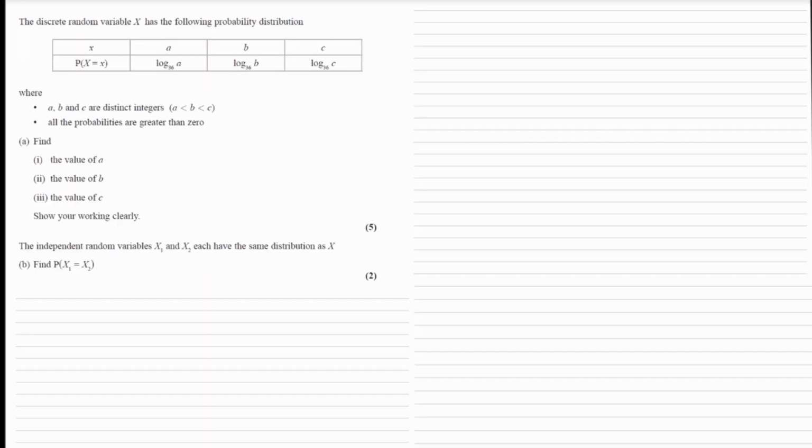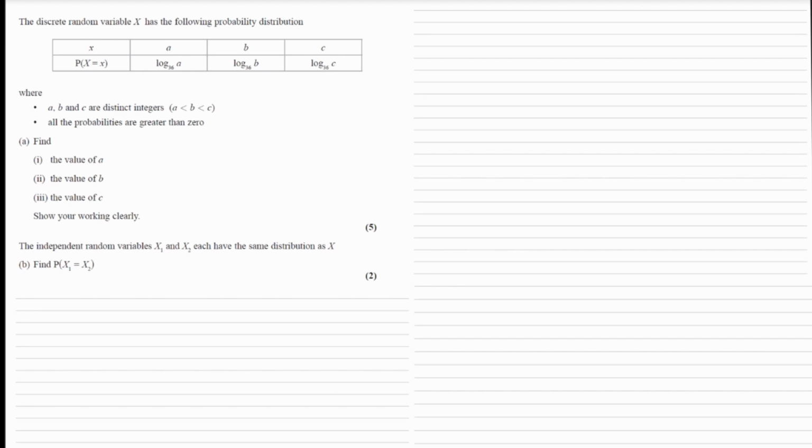So for this question, we're told the discrete random variable x has the following probability distribution, where a, b, and c are distinct integers, where a is less than b, which is less than c. All the probabilities are greater than 0. A, find the value of a, the value of b, the value of c.